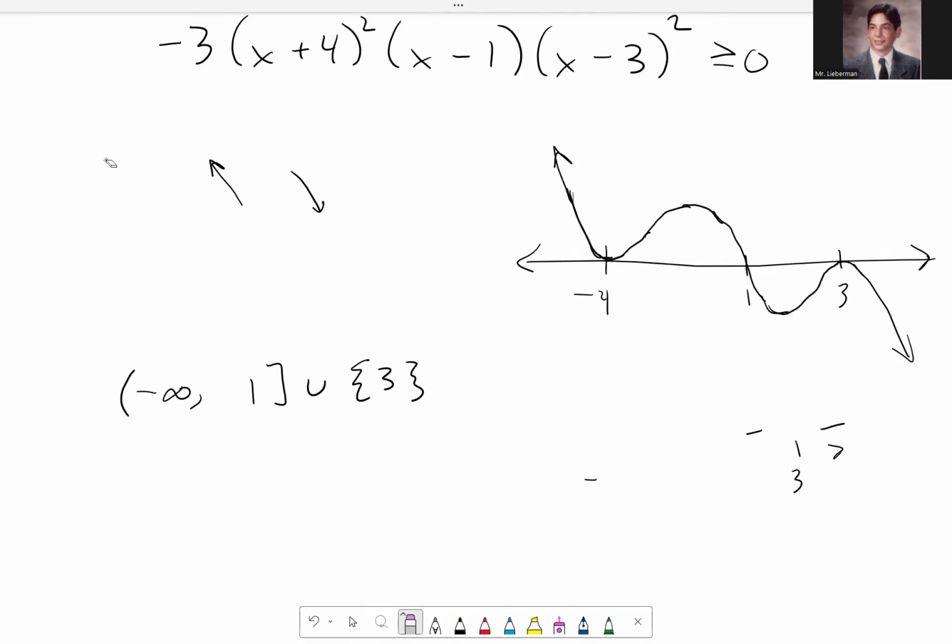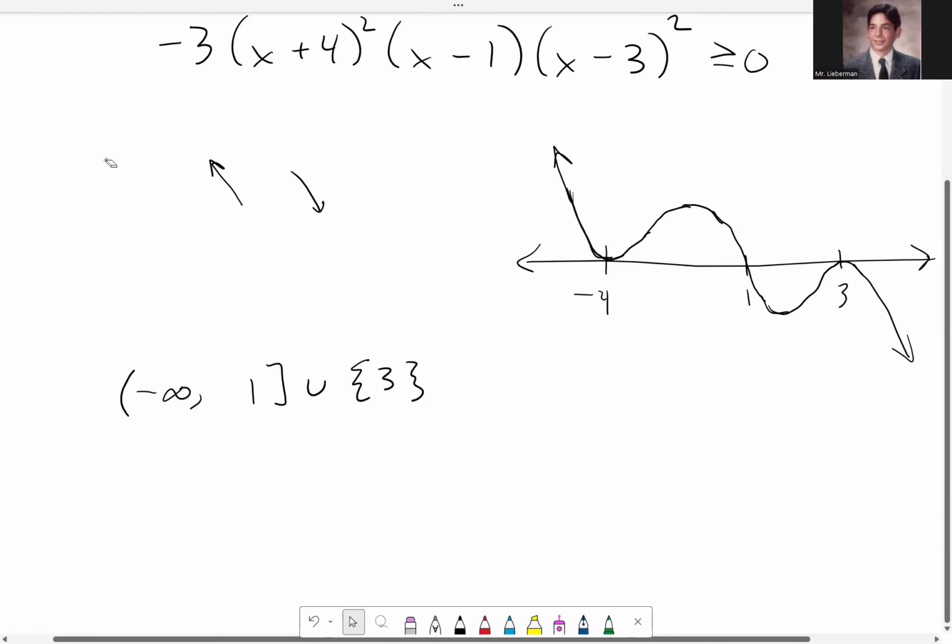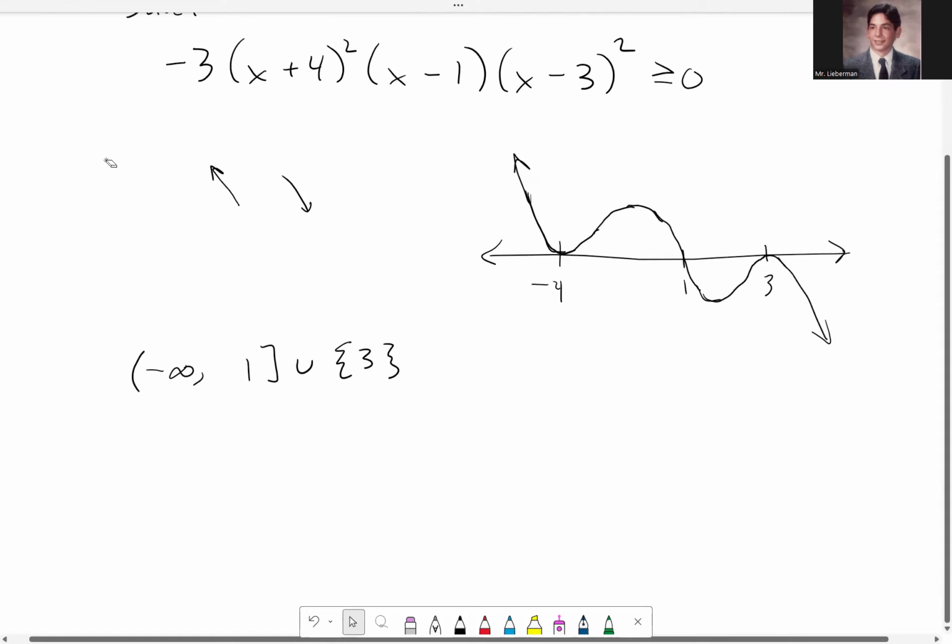Before I move on to today's curriculum, I want you to discuss the following. Why does it bounce with our multiplicities of 2, or why does it just touch it and not cross with our multiplicity of 2 or 4, any even value? Please discuss with your neighbor.